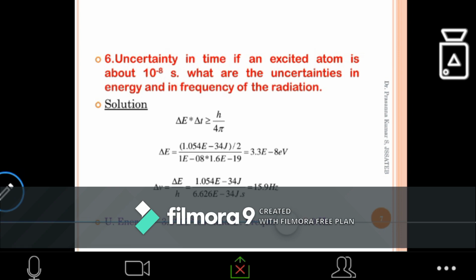That is the photon. We already calculated delta E. If you multiply by the electron volt, 1.6 into 10 to the power of minus 19, you will get this value. So use that and you will find it is 15.9 hertz. Then we'll move on to the next numerical.